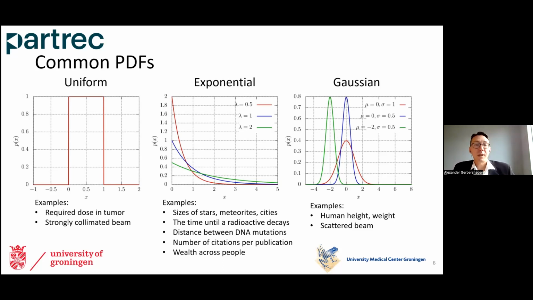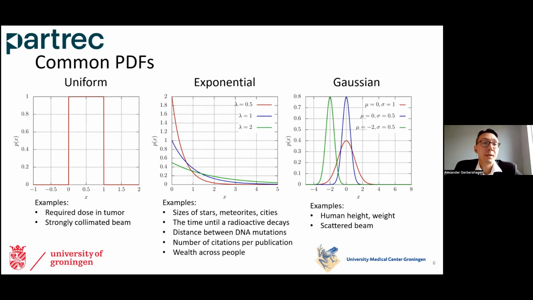If you look, for example, at the nature of parameters which have Gaussian distribution, you see that, for example, the height or the weight of people in this virtual room, if you would plot them, you most certainly would get a Gaussian distribution.